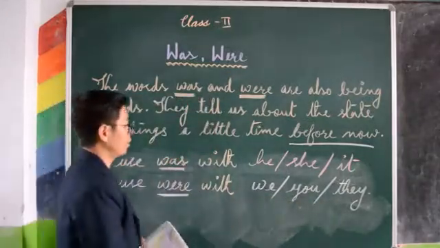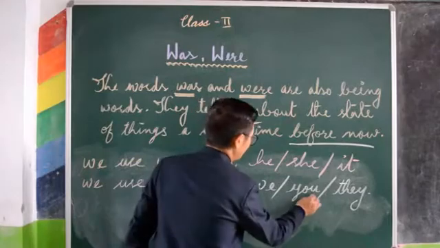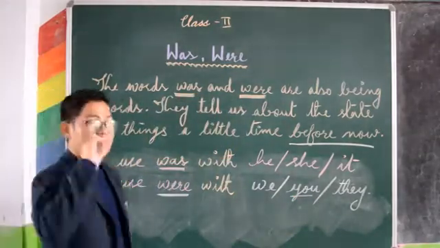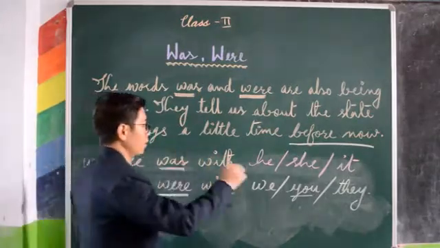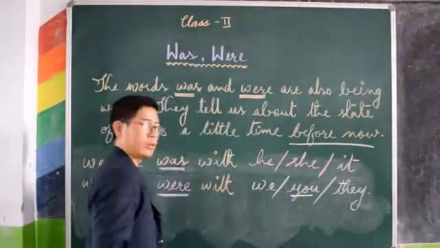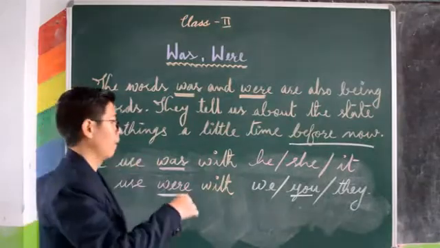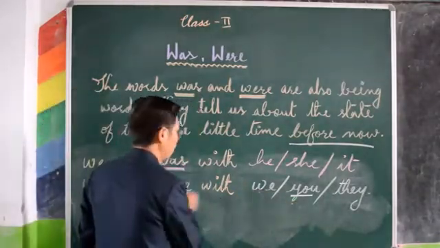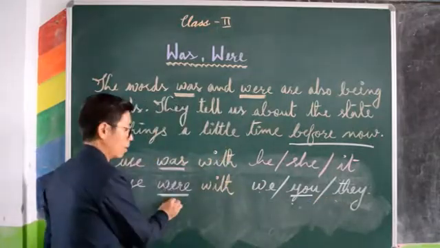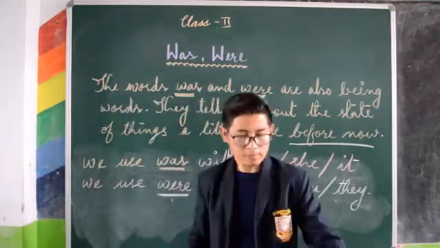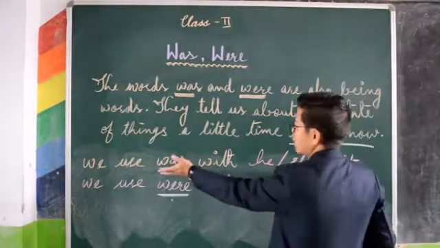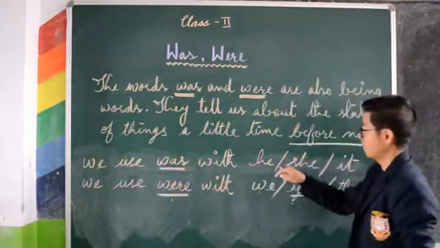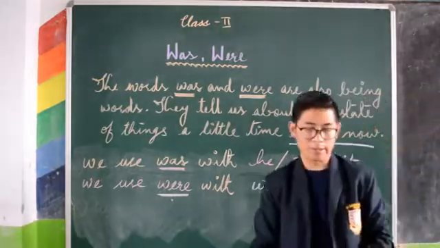And please remember that we use you for singular also and for plural as well, isn't it? When you say you, it could be one person or more than one person. You were, they were. So, please try to make sentences at home by using was and were with this. Okay?